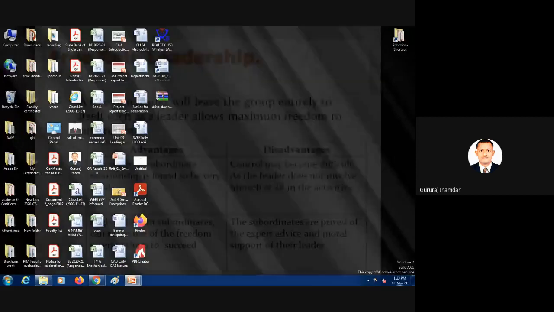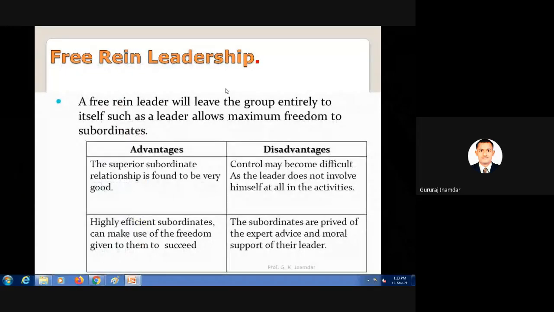So the next advantage is that highly efficient subordinates can make use of the freedom given to them to succeed. Why? Because the maximum freedom is there. So due to that freedom also, you might be knowing maximum knowledge about the word freedom. I will not take much time. So next is the disadvantages. Which disadvantages are there?